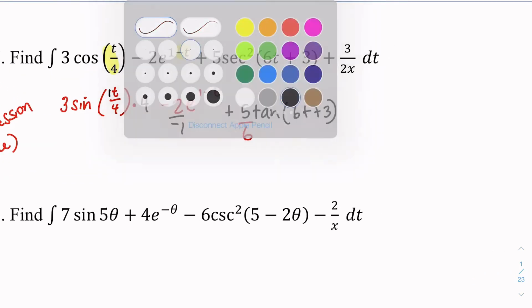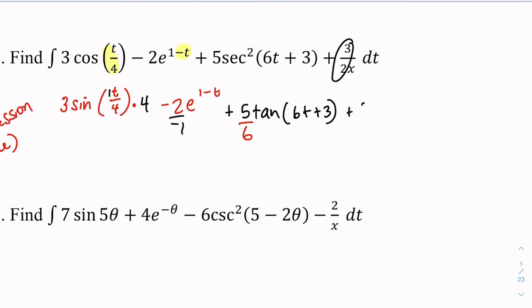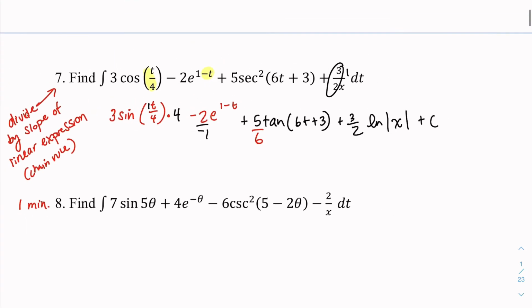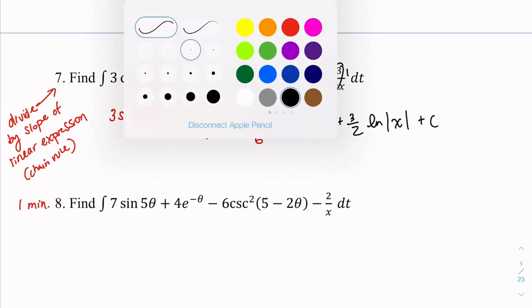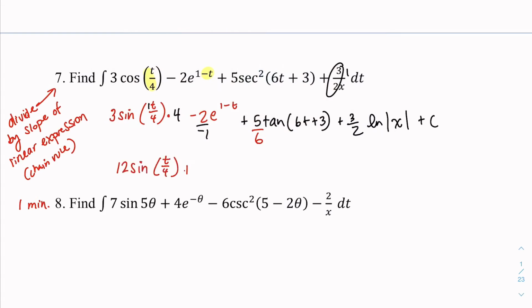And for our last term, we can take out the 3/2 as our constant, and we're left with 1 over x, the integral of which is natural log absolute value of x, plus c. You can leave your answer like this, and that's perfectly fine. Or you can take the extra step and simplify, which is not necessary, but just for practice, I did it here for you.